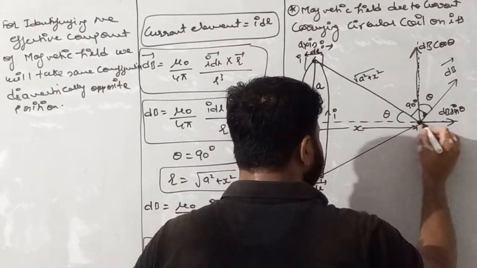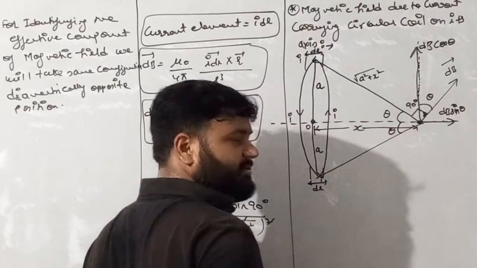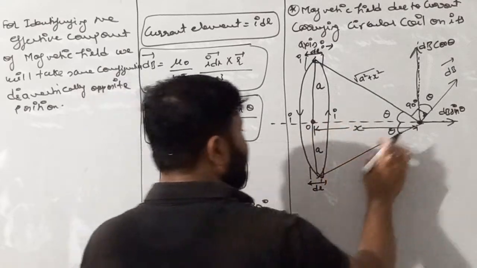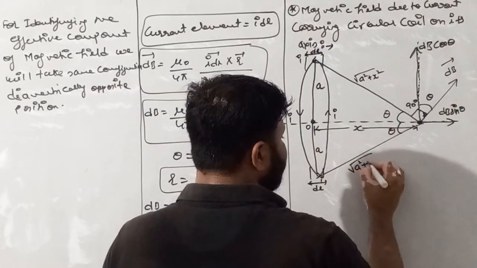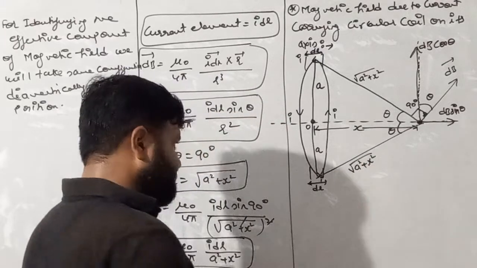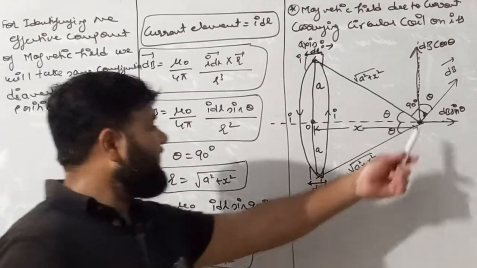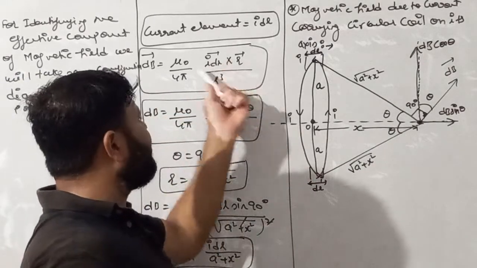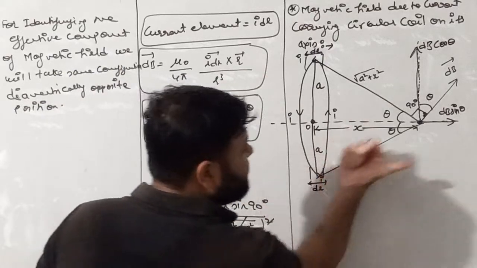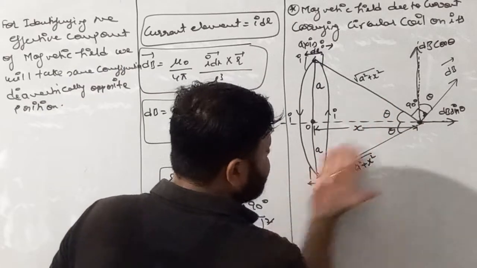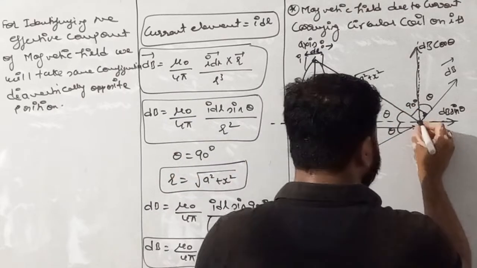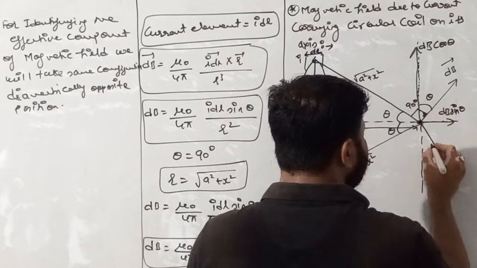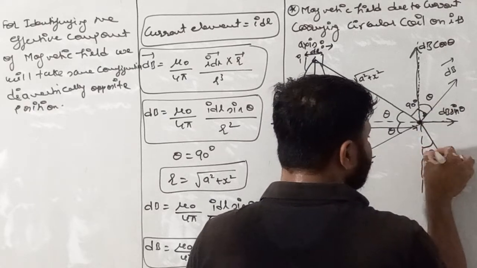Now see, if this angle is theta, then this angle is also theta. So again a right angle triangle forms. This is x, this is a, this is theta, so this becomes a squared plus x squared. Now the direction of the magnetic field at point P can be found by curling our right-hand fingers from I dl to r. So the direction of the magnetic field must be downward. So I will make the direction of the magnetic field like this. If this angle is theta, then this angle is also theta.